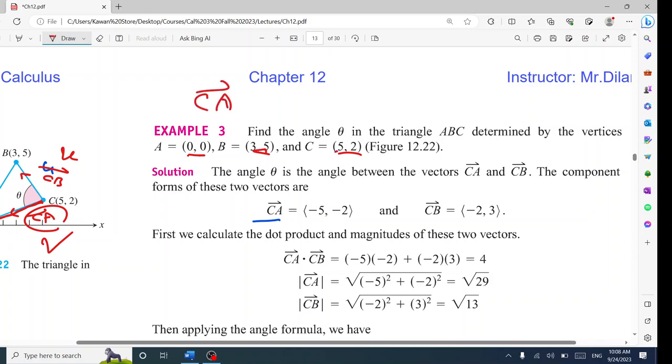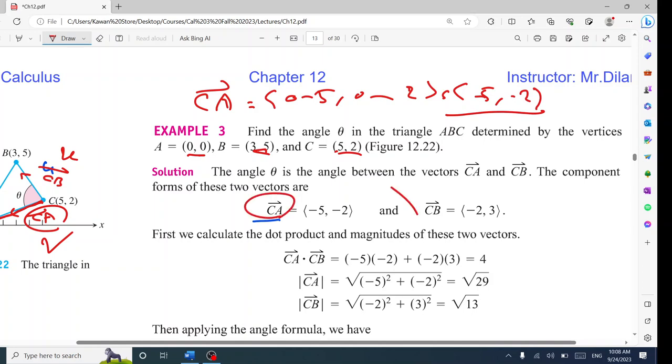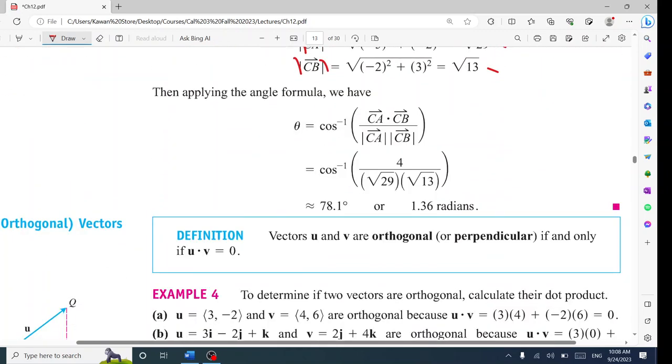CA means A, 0, minus 5, 0, minus 2. Then I'll get that one as your vector, and of course, the other is easy. Then instead of U, I have that one. Instead of V, I have that one. And then the length and the length, and everything is clear. Did you understand example 3, please, dears? Good. And of course, you'll leave your example here.